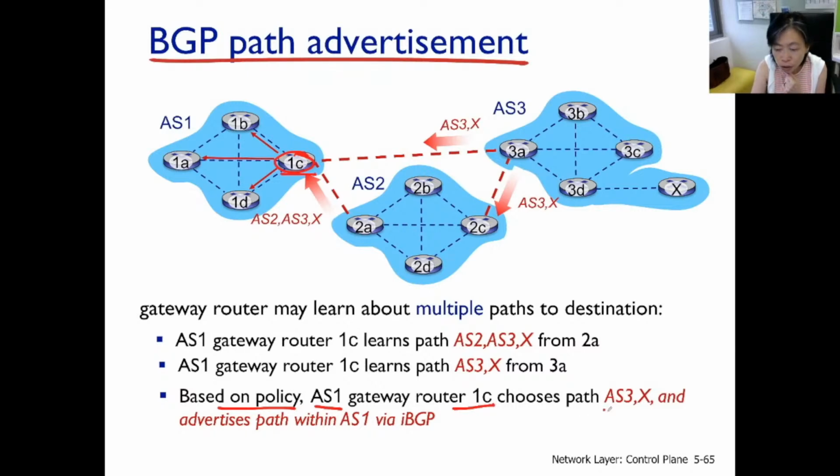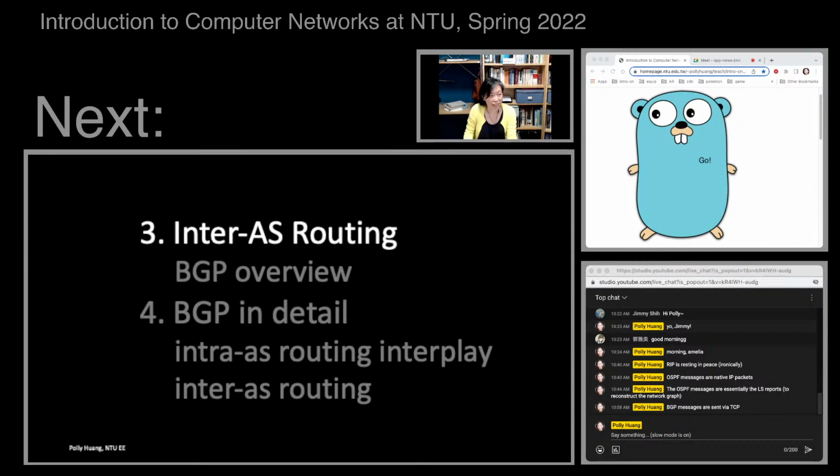Let's say that 1C chooses AS3, X, the shortest AS path, and advertises it to all routers internally of AS1. This is the second example. And last is the reachability information.